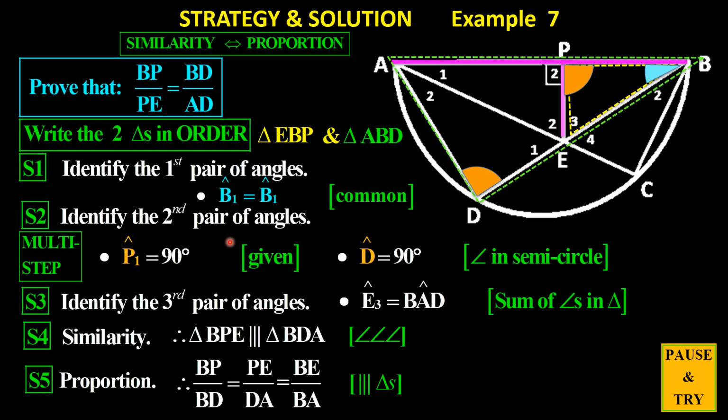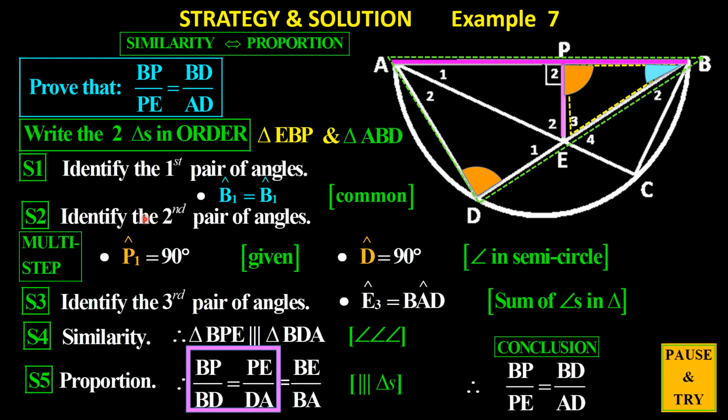But we don't want all three. We have to see what is actually required there. We want BP and BD. There's BP and BD. We want PE and AD. So it's the first two that I require. But we want it written in the required form. So I just have to interchange the BD and the PE. So interchange them, and there we've proved.